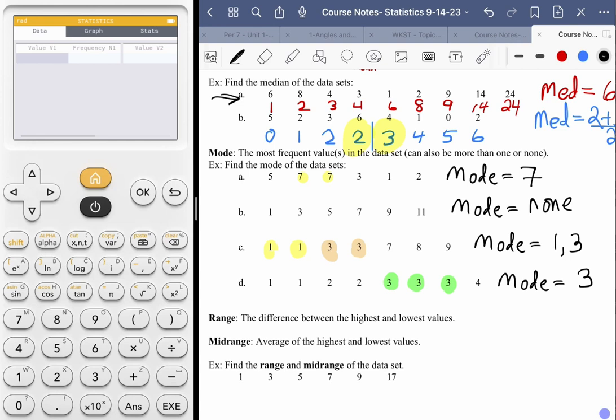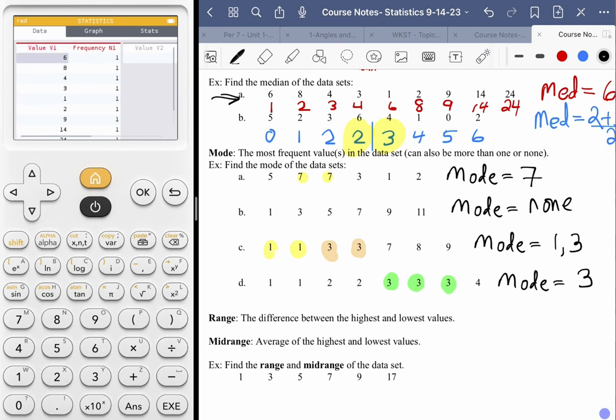So the median example A: 6, 8, 4, 3, 1, 2, 9, 14, 24.